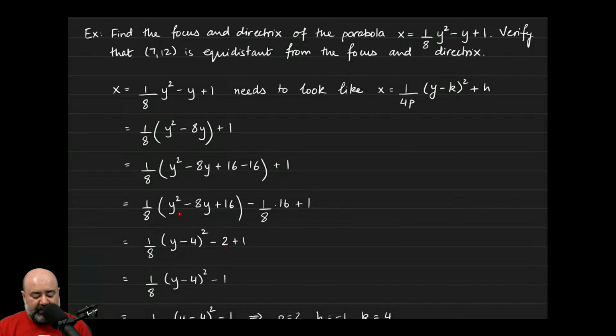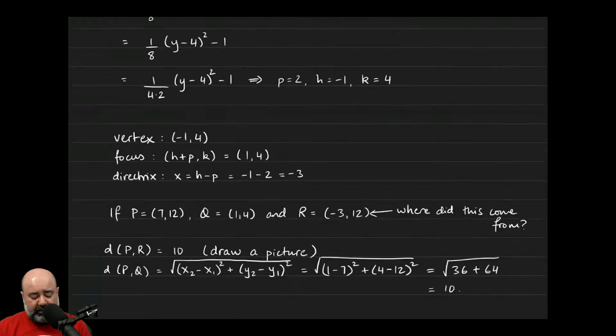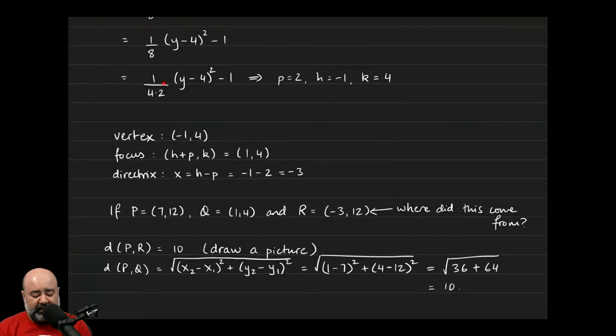However, recognize that this is a perfect square, and it's the square of y minus 4. If you're not sure of this, FOIL this out and convince yourself that you really do get y squared minus 8y plus 16. Once we're at this stage, we can combine like terms. So negative 2 plus 1 is just negative 1. And at this stage, we're basically done. We can rewrite 8 as 4 times 2 to make it easier to identify what p is.